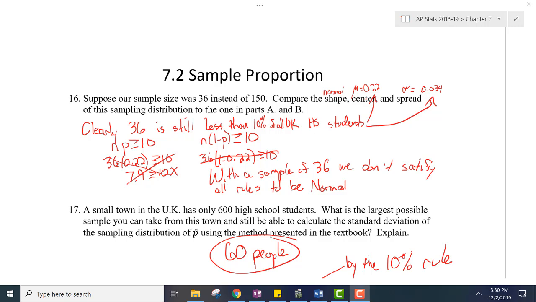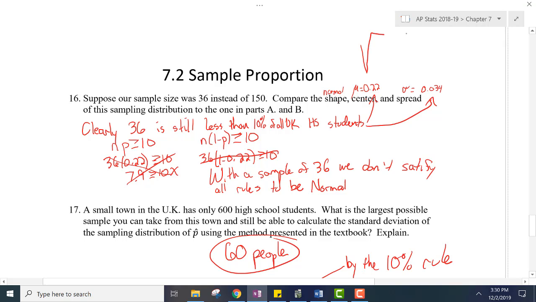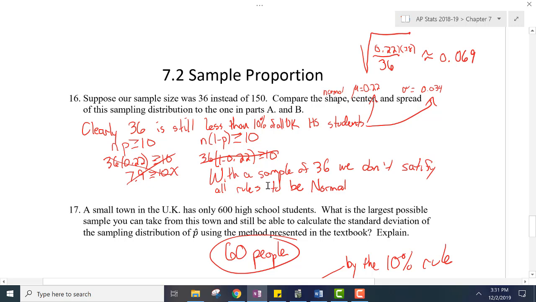If we were to do the new standard deviation, I should do that. So the difference here is it's 36 in the denominator. Yeah, 0.22, 0.78. And when we put that in our calculator and get our standard deviation, it's double what it was with the 150. So we made it a lot more spread out.